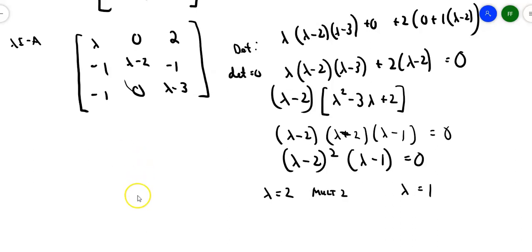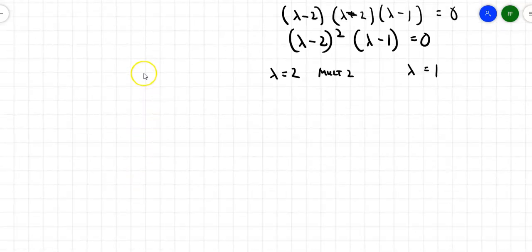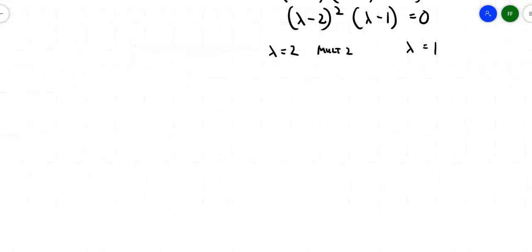Now, I've got to find the corresponding eigenvectors that go with each eigenvalue. I'm going to start with the one that has a multiplicity of 2, because if this doesn't produce two eigenvectors, my problem's over because it's not diagonalizable. If it does produce two, then we're okay. But remember, for a 3 by 3 matrix, I need 3 eigenvectors, not necessarily 3 eigenvalues. I need 3 eigenvectors. So let's do lambda I minus A.